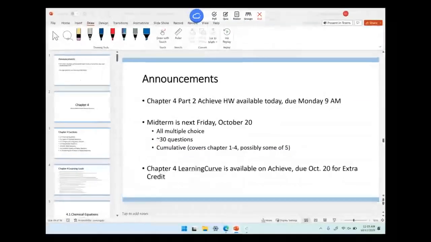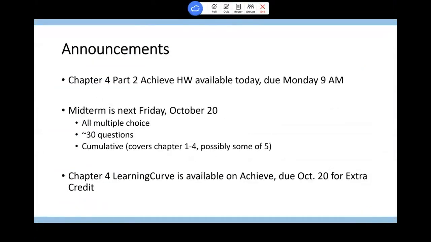The chapter 3 and 4 learning curves are available on Achieve. Those are due at the end of the day, October 20th, if you want the extra credit point for each of those.